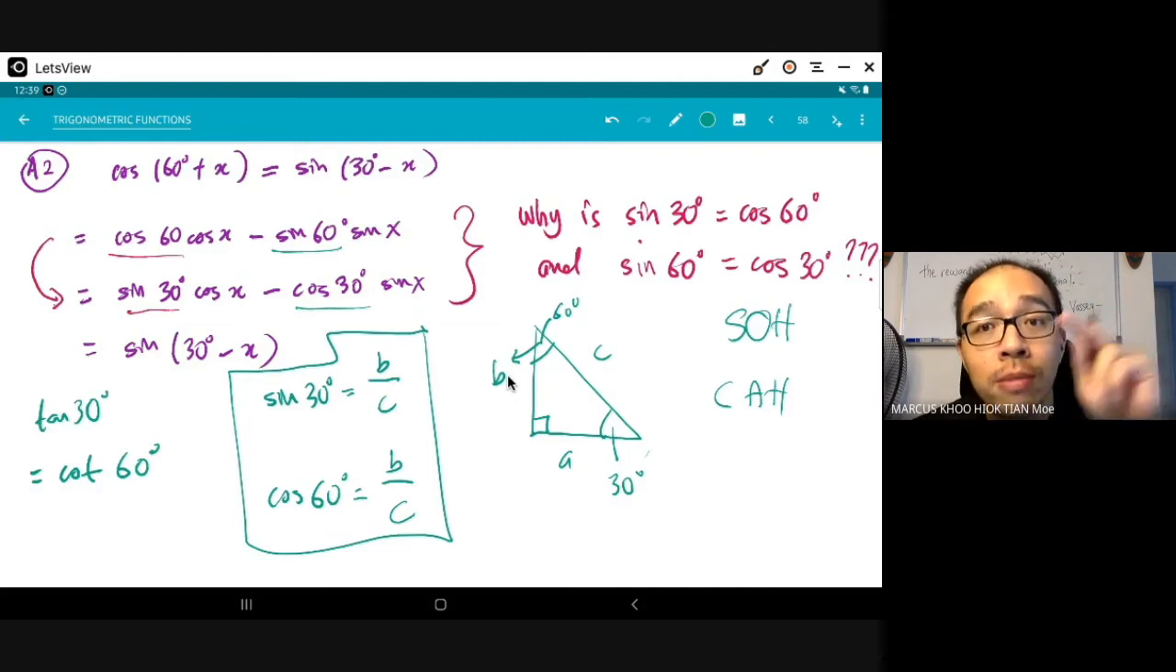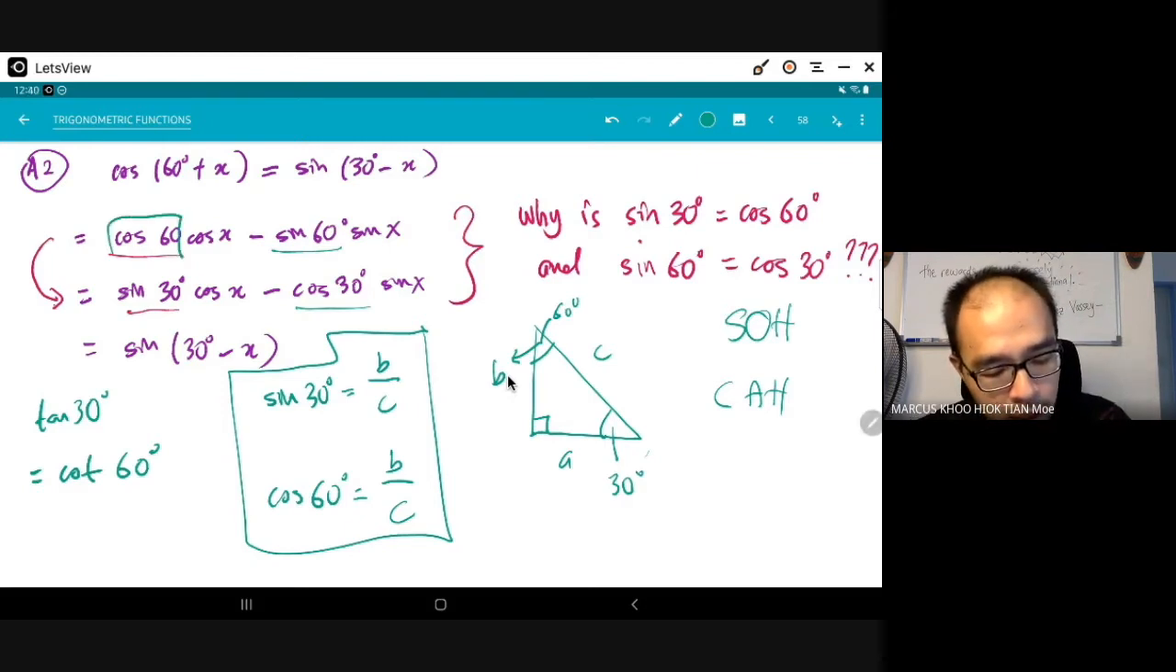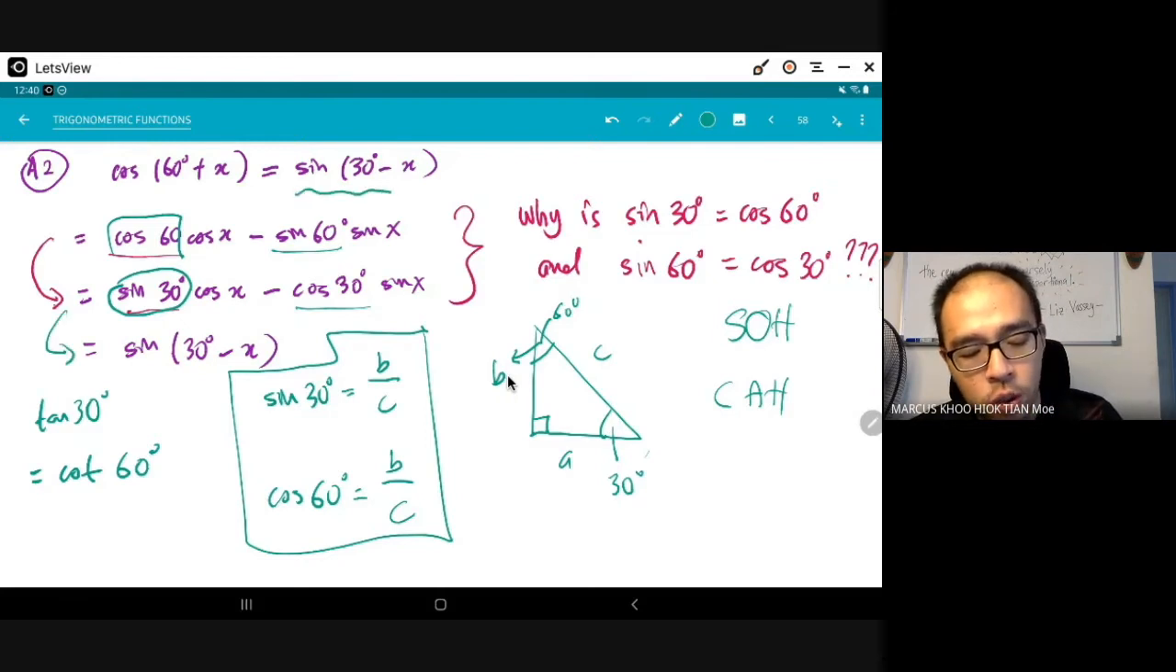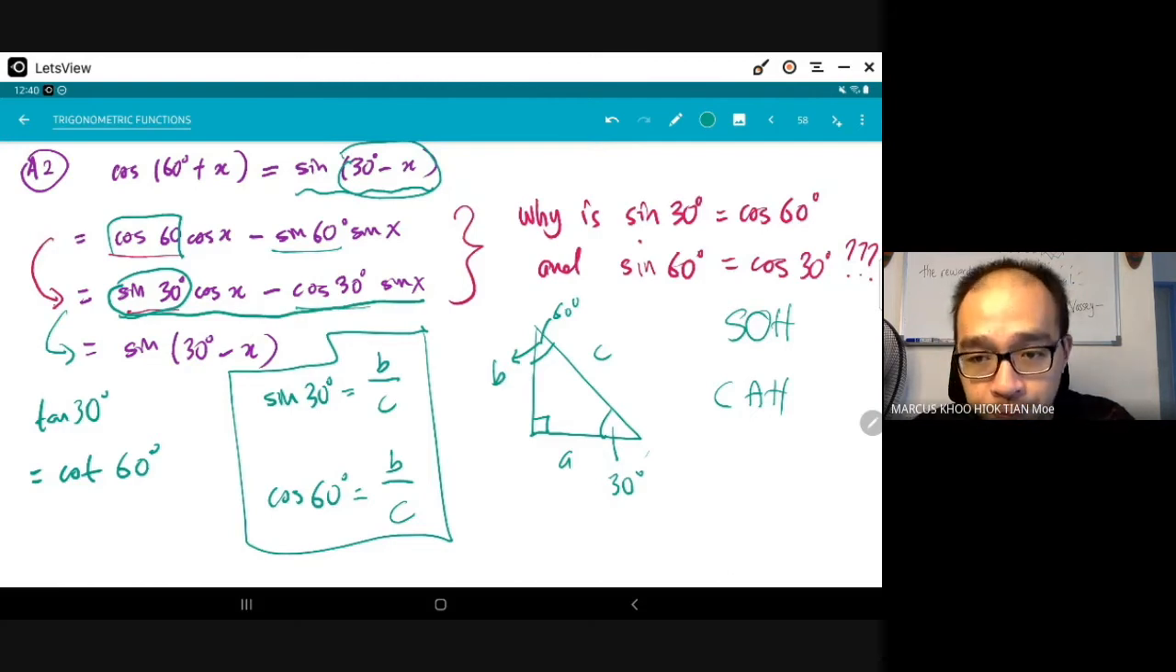Complementary means their sum is 90 degrees. So that's why the cos 60 is equal to sine 30. It is a fact that we understand from the idea of complementary angles. And then why does this come to this? Because we know that if we use the addition formula on this, we will get this line. So that is the proof. I hope that answers the question of the person that asked me.